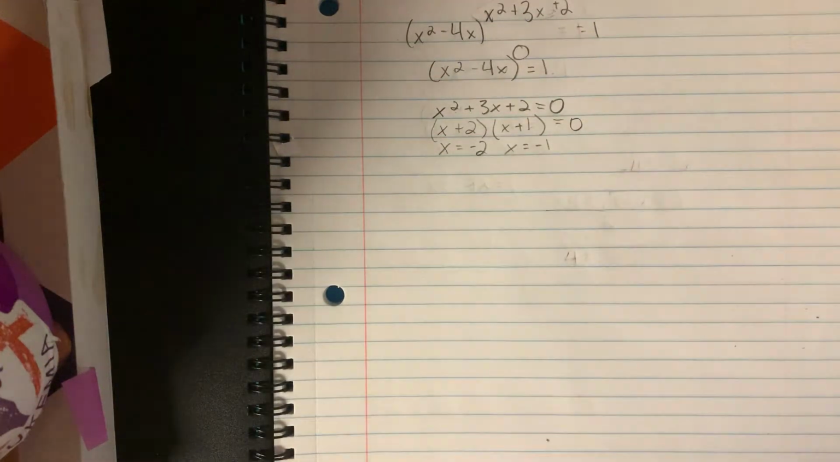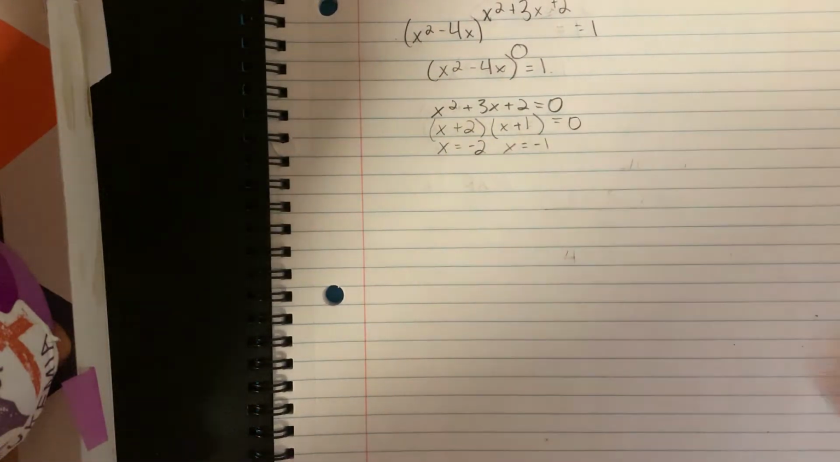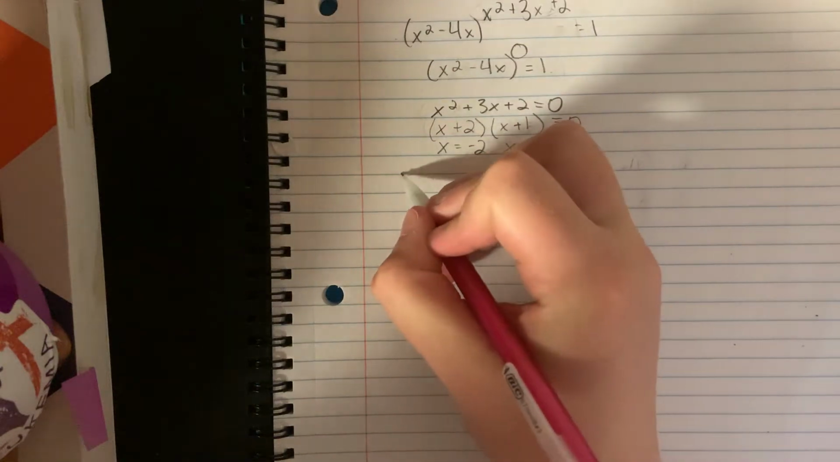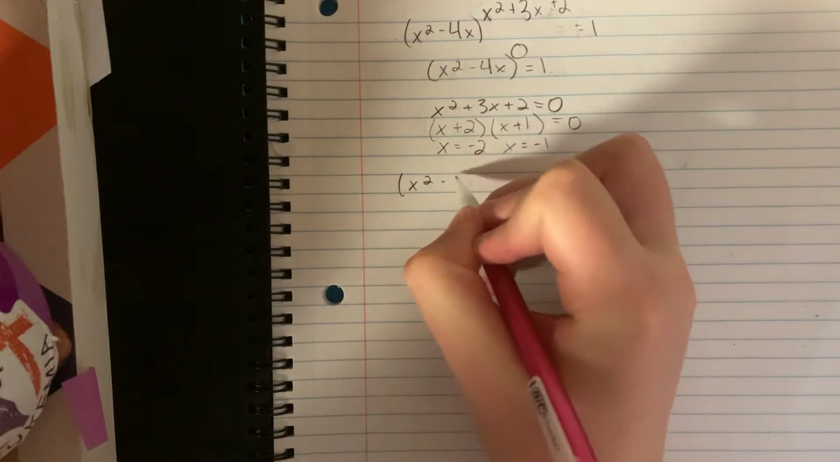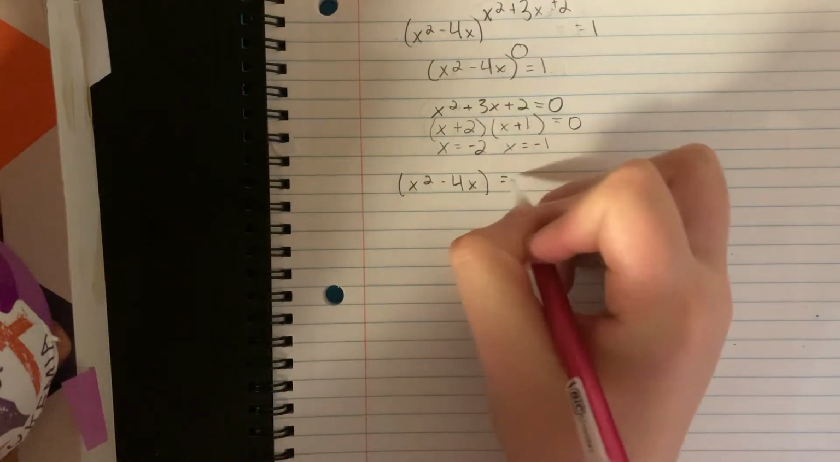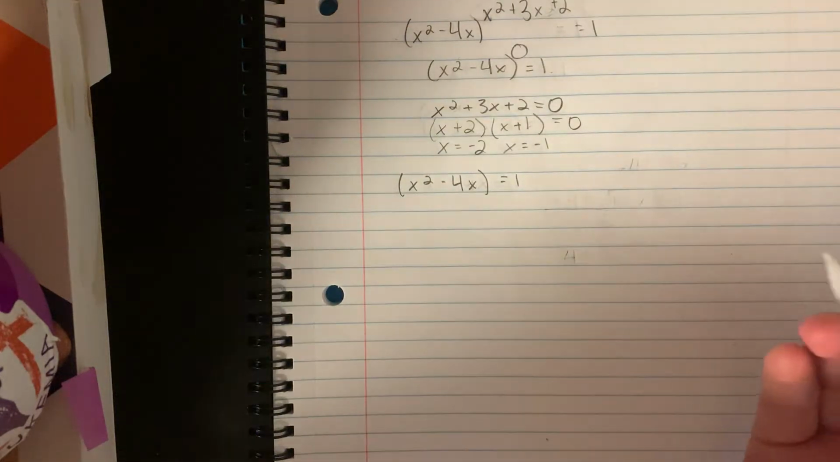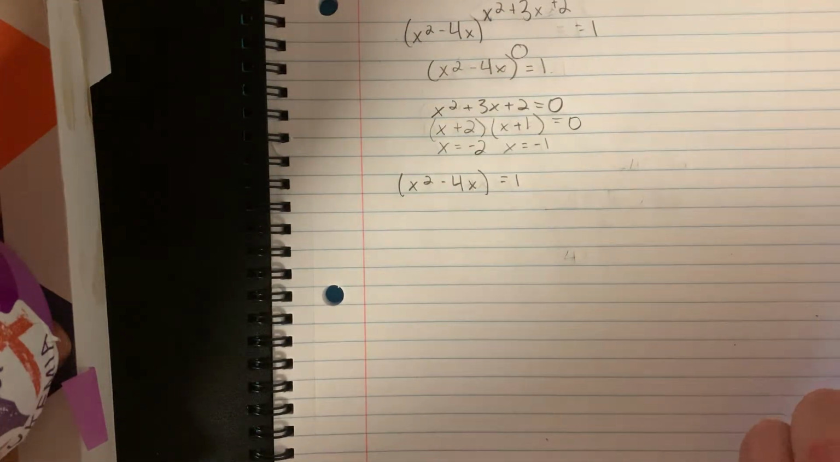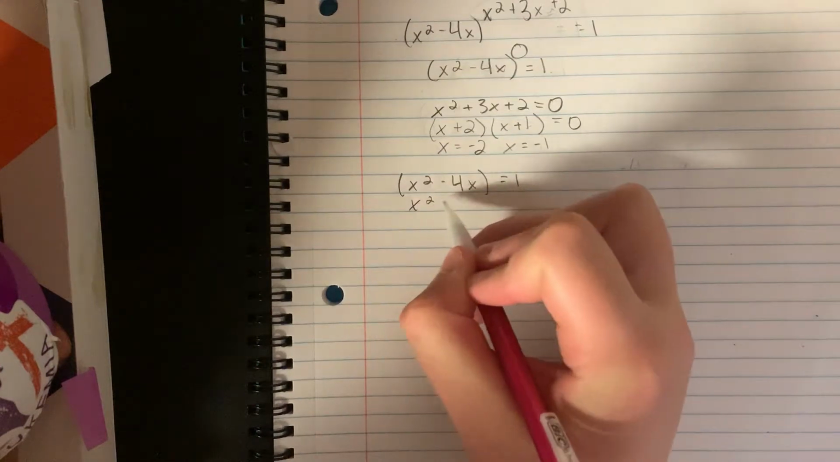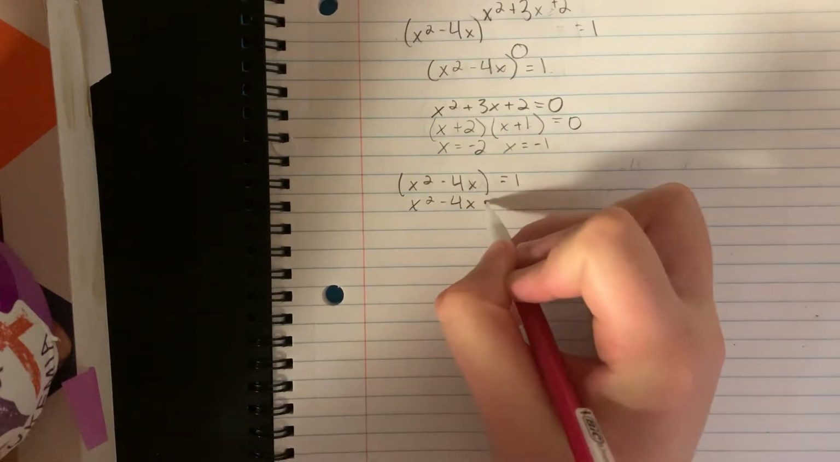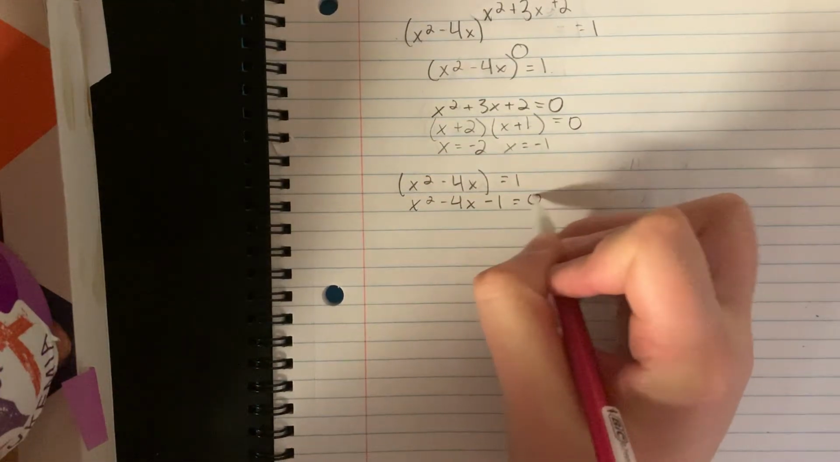We have to think about what else could make the expression equal to 1. And 1 to any exponent is equal to 1. So if we can make the base equal to 1, then we're going to find some more solutions. So x squared minus 4x equals 1, and we're going to move that 1 to the other side. So we have a quadratic again. It's going to be x squared minus 4x minus 1 equals 0.